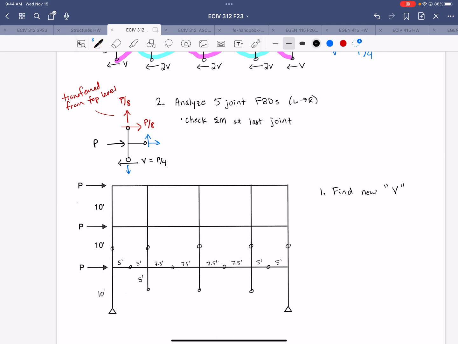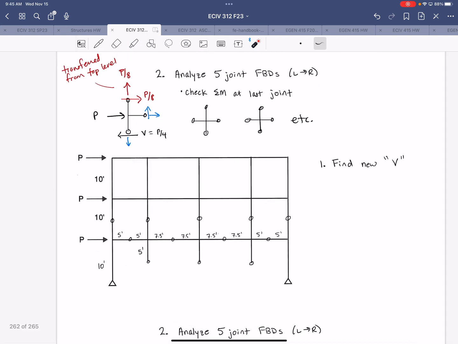So that next joint will look like this. And then after that, you have another one like that, etc. At the very last joint, make sure that you check sum of moments and sum of forces in X, right? Sum of forces in X will be a little more obvious. Sum of moments is one that I definitely want to see you calculate out and show that you're checking that, right?